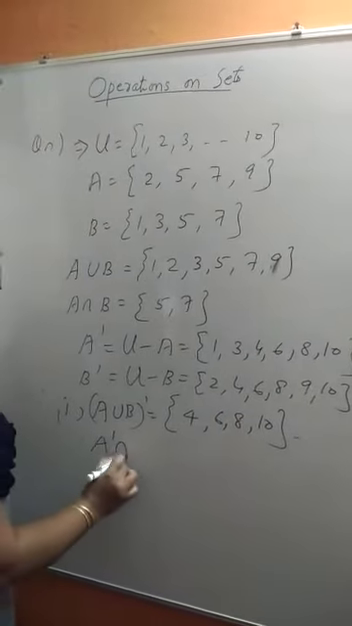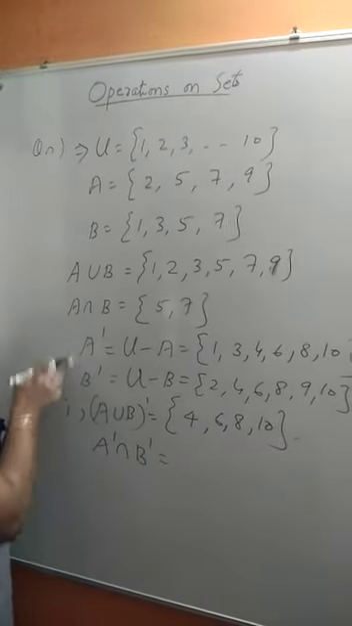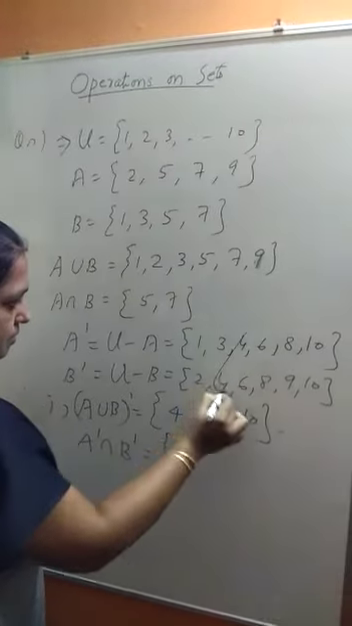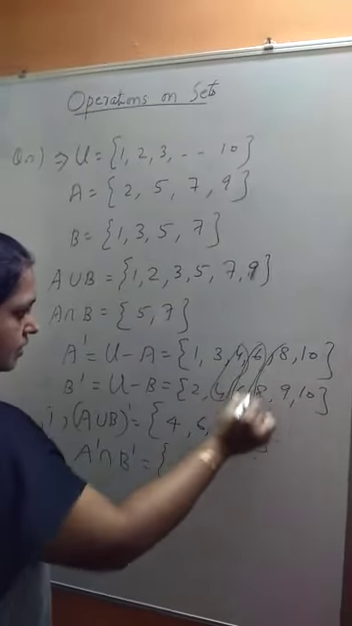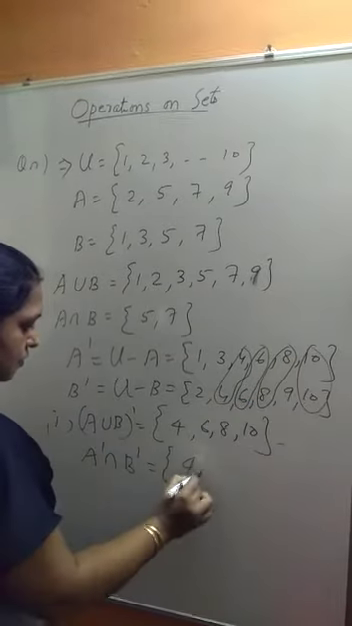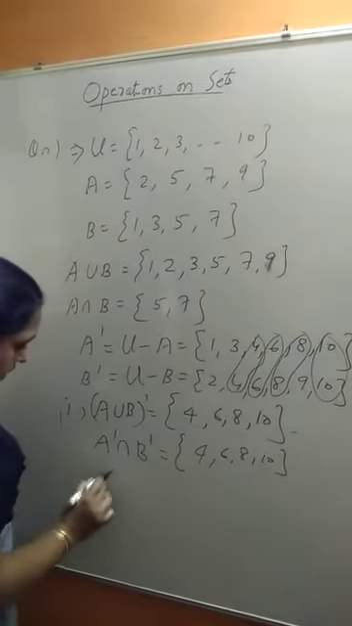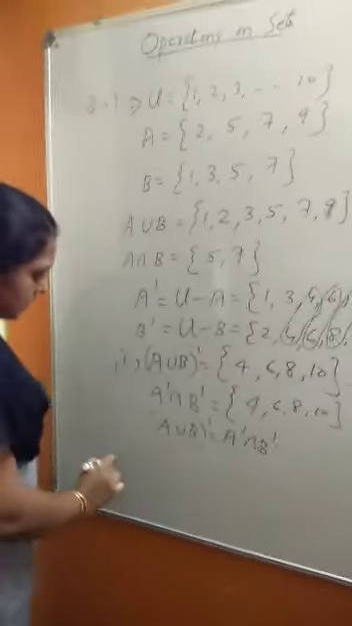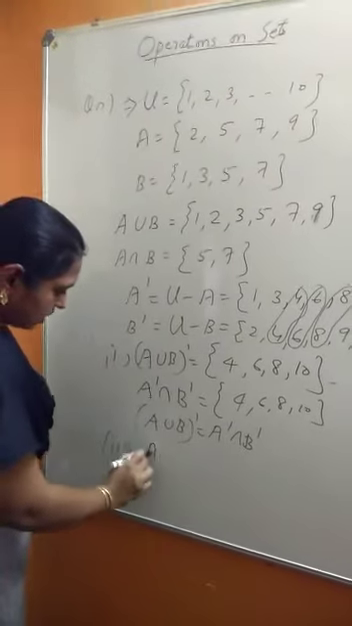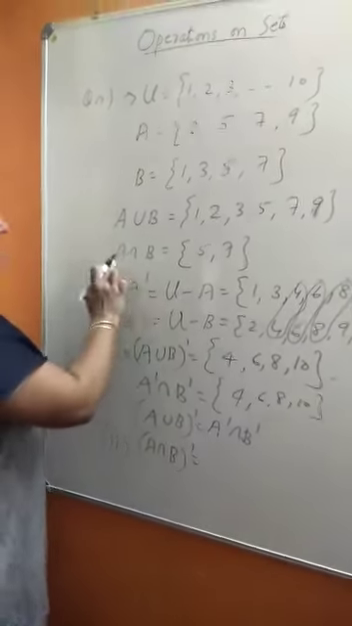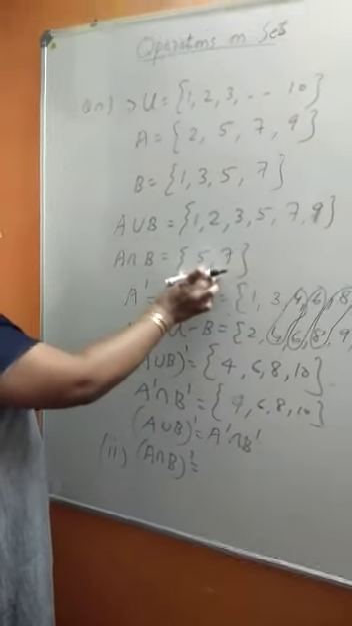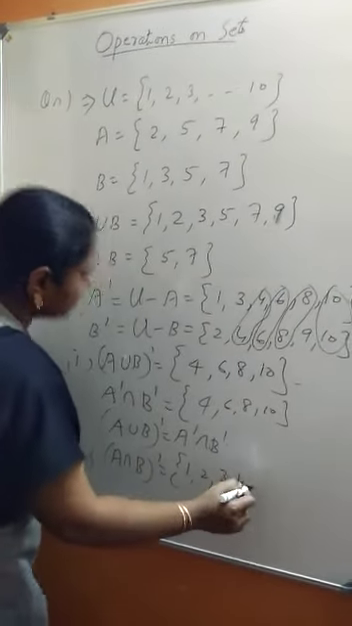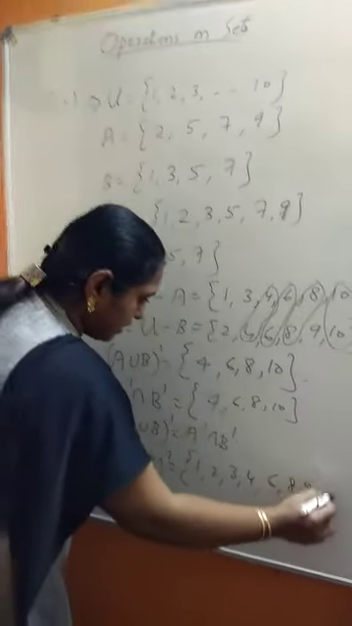Now we find what is A dash intersection B dash. A dash we have, B dash we have, and we have to choose common elements from A dash and B dash. So we can see that 4 is common, then 6 is common, then 8 is common and 10 is common. So {4, 6, 8, 10}. So we are getting the first result: (A union B) whole dash is equal to A dash intersection B dash. Similarly, we have to prove the second law, (A intersection B) whole dash. We have A intersection B. So (A intersection B) whole dash means we have to choose such elements from U which are not present in A intersection B. They are {1, 2, 3, 4, 6, 8, 9, 10}.